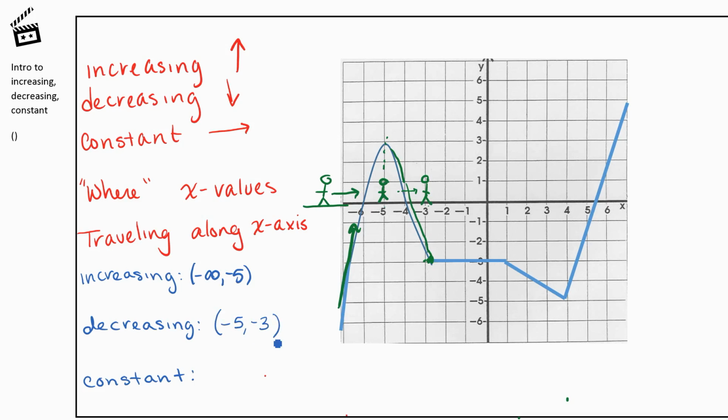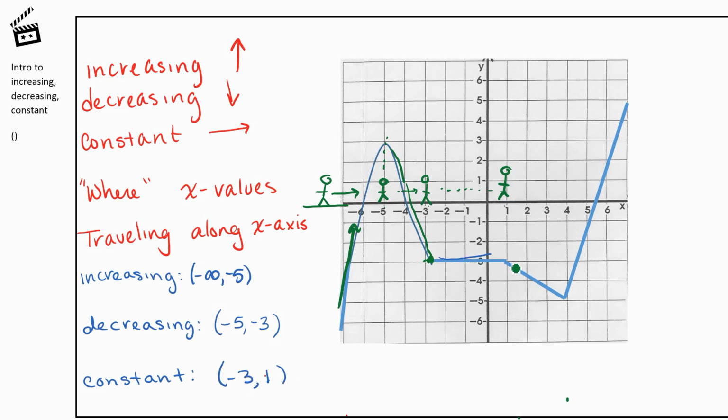Now, look what happens as we walk along from -3 to 1. The graph stays down here. It's staying horizontal. It's staying constant. As we walk along from here to here, the graph is staying at the same place, so we're going to say we're constant from -3 up to this x value of 1.